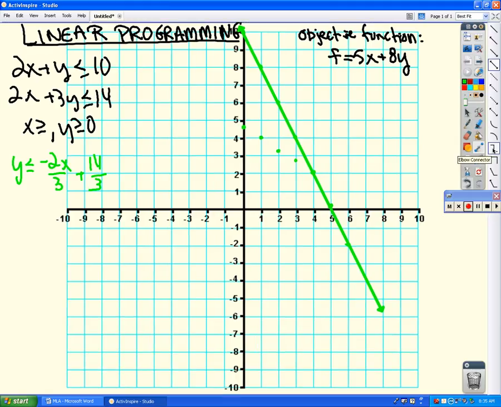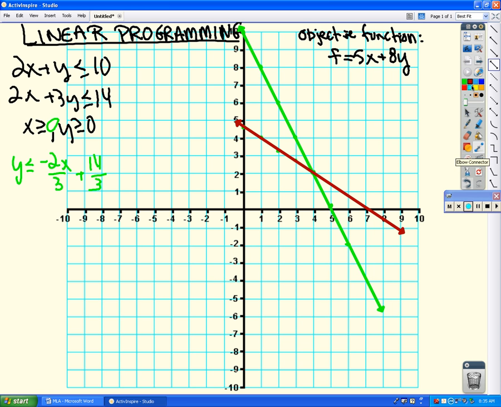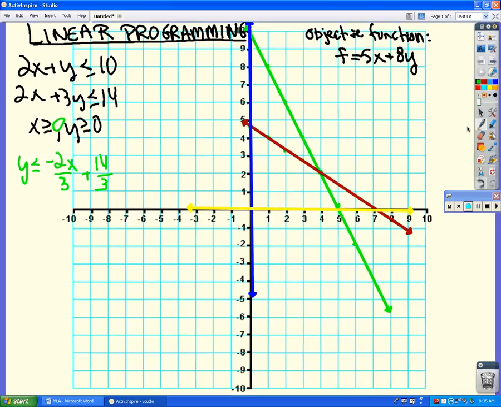Solid line or dotted line? Solid. So there's my second equation. And then the last two are easy. X is greater than or equal to 0, solid. 0 is where? Straight up and down, the y-axis. Nice. And then y is greater than or equal to 0 is straight across. It is straight, it's just not vertical. Bam!